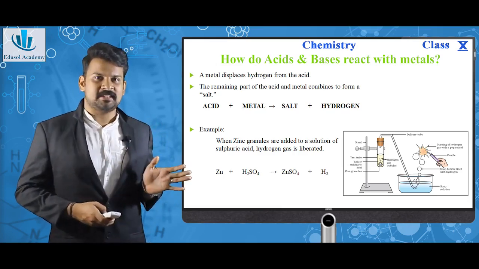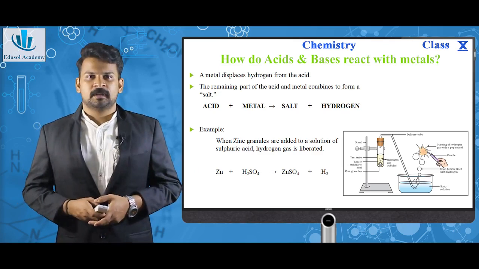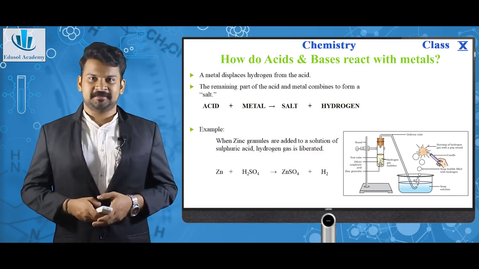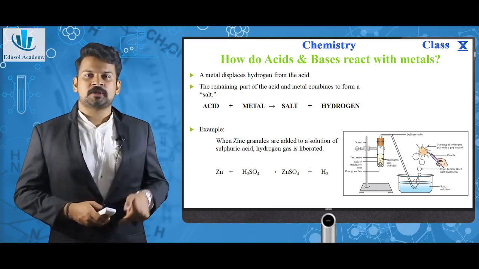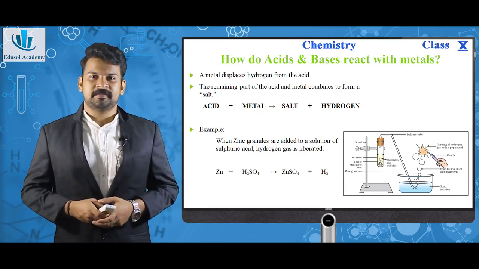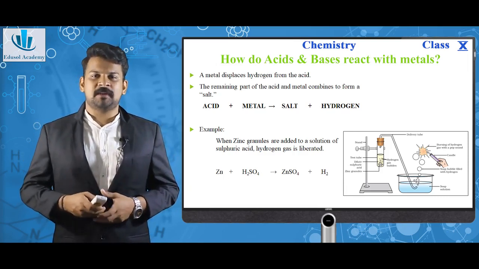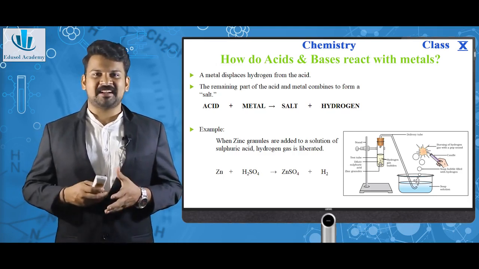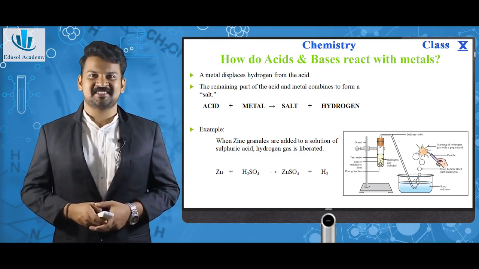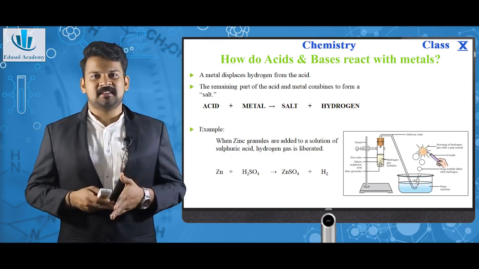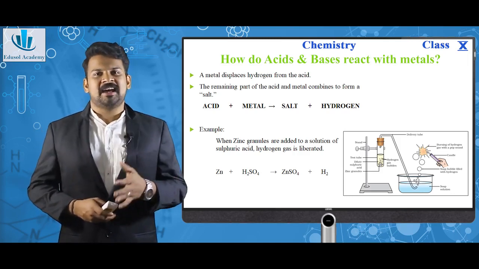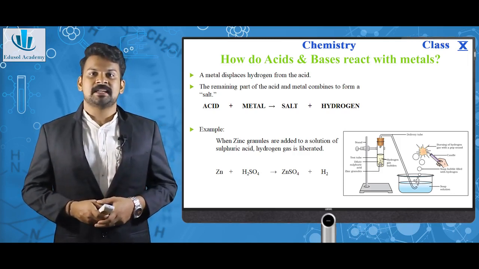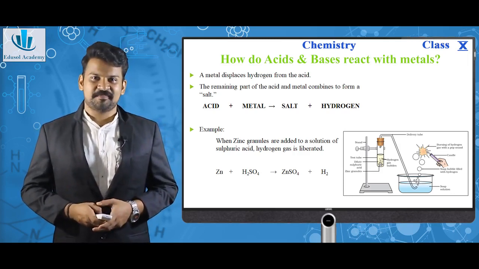As an example, this is from your textbook. When zinc granules are added to a solution of sulfuric acid, hydrogen gas is liberated. A delivery tube is connected to a soap solution, from which the presence of hydrogen gas can be detected by bringing a candle over the fumes. It will start to crack. This shows the presence of hydrogen gas. So, an acid and a metal react together to form a salt and hydrogen gas. In the case of zinc and sulfuric acid, zinc plus sulfuric acid gives zinc sulfate plus hydrogen gas.